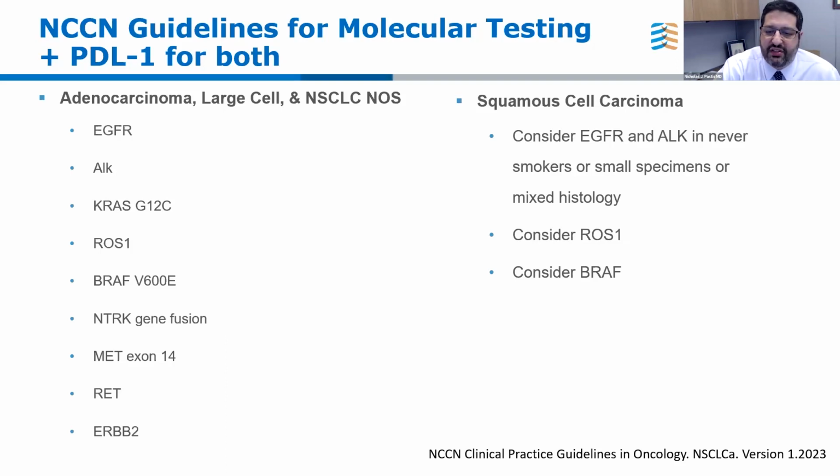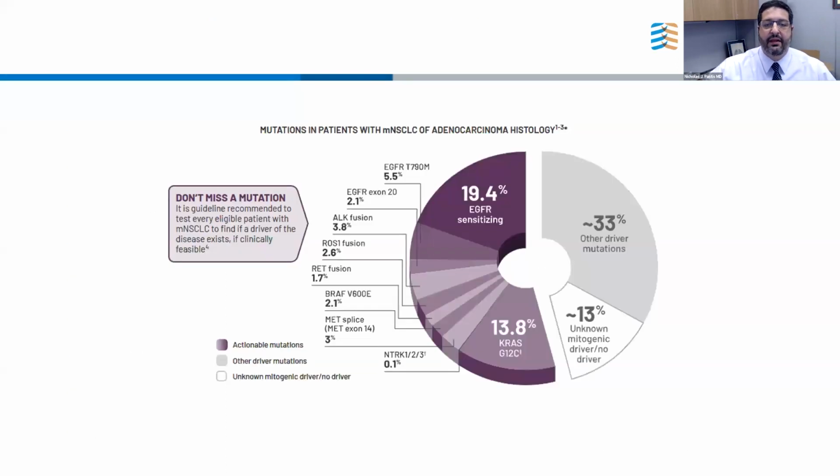So this is just a slide from NCCN saying these are the bare minimum you should check that have FDA approved targeted therapy, and even consider testing in squamous cell carcinoma, particularly, as we said, in non-smokers, very small specimens or mixed histology.